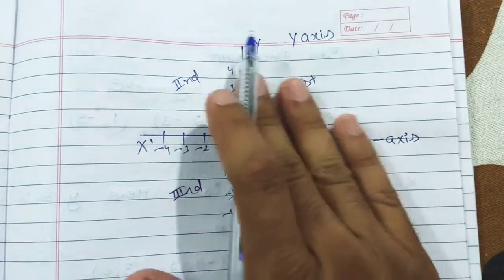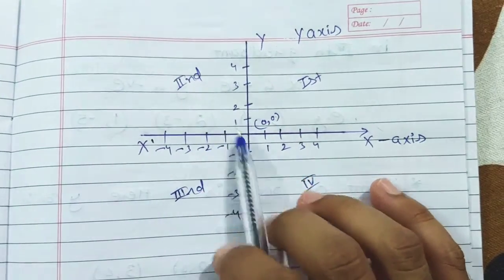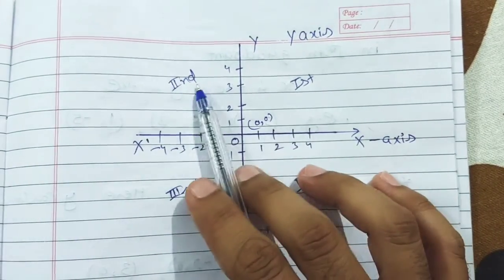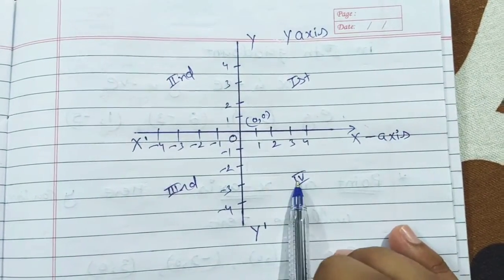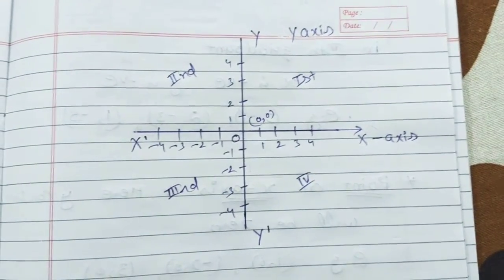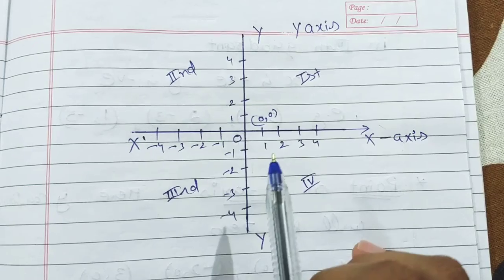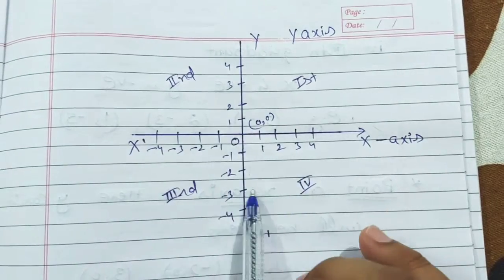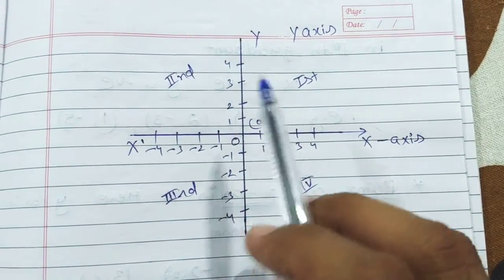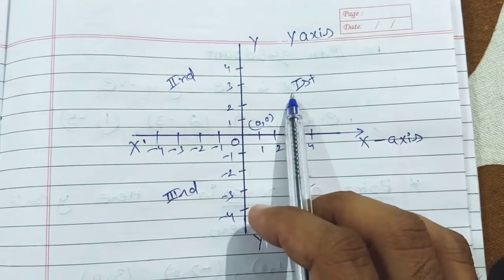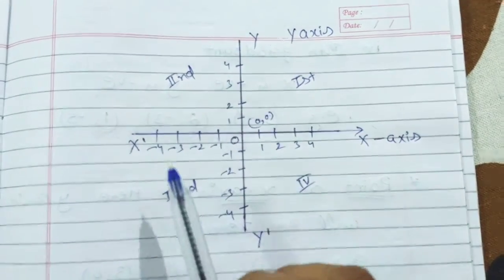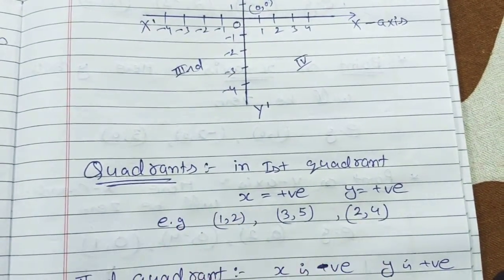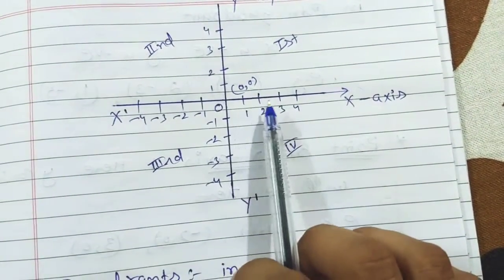Now here these two lines intersect each other and they form four quadrants. This two-dimensional plane is divided into quadrants, and all the points lie in these four quadrants. We can say that one point may lie in the first quadrant, maybe the second quadrant, third quadrant, or fourth quadrant.